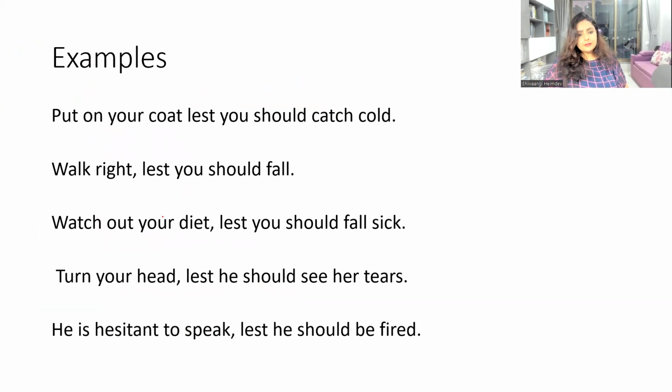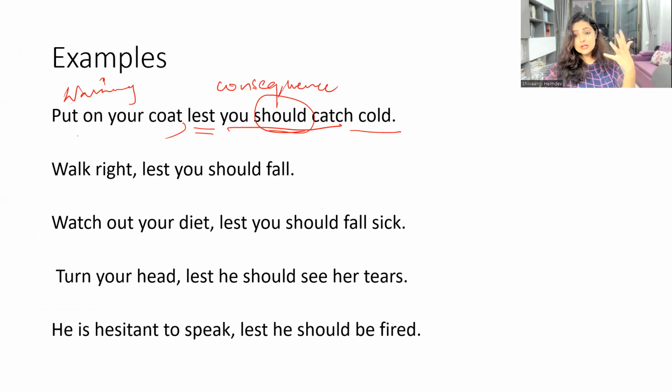Here are a few examples. Put on your coat, lest you should catch cold. So if you see, what is the warning? The warning is: put on your coat. And the consequence: you should catch cold. After this warning, if you don't follow it, what is the consequence that you will face? The consequence will be placed after this conjunction, after the word lest.